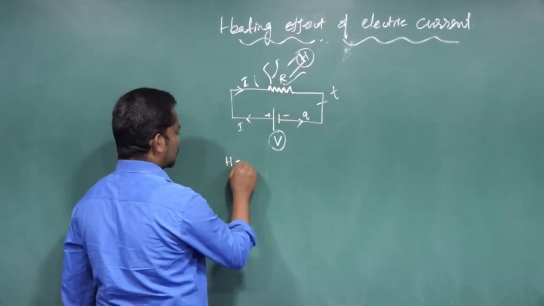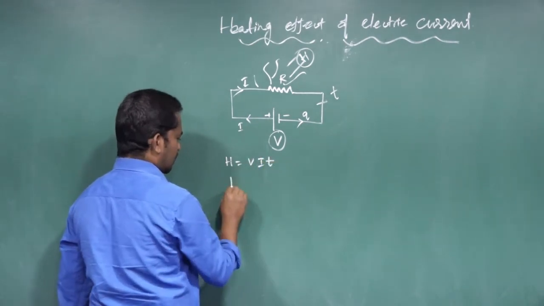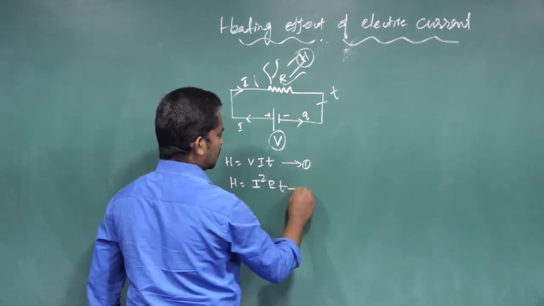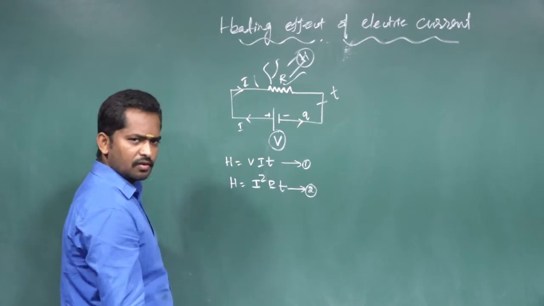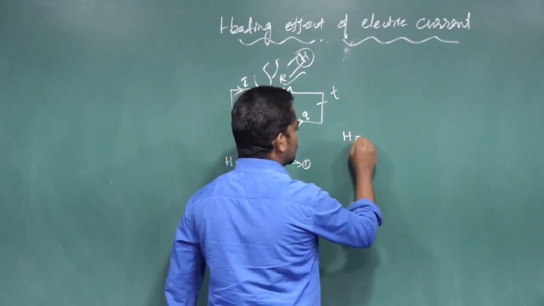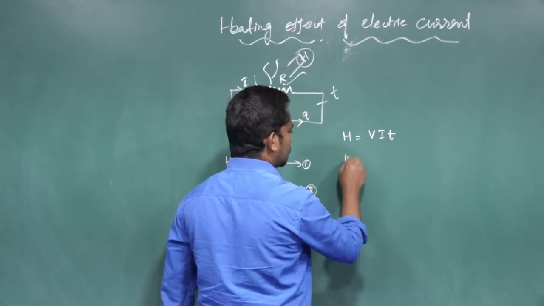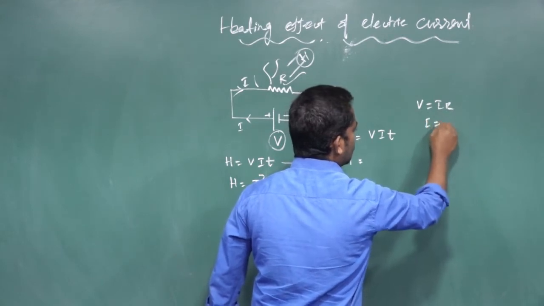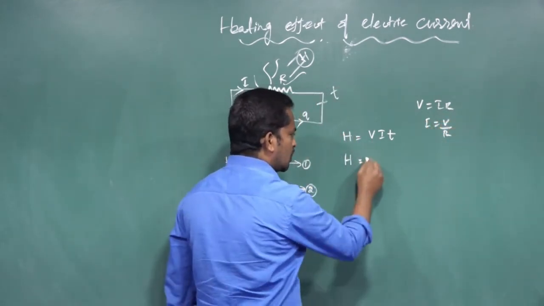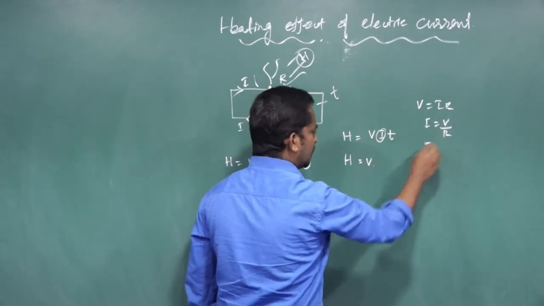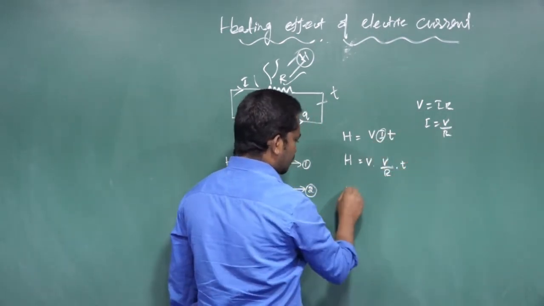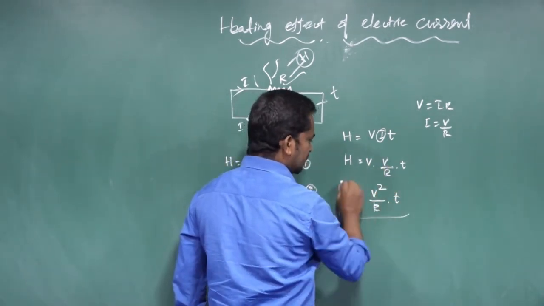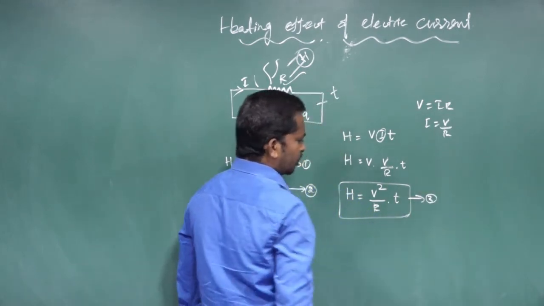So heat energy H is equal to VIT. H is equal to I square RT. This is equation number 1, this is equation number 2. Another one: heat energy H is equal to VIT. According to Ohm's law, you know well, V is equal to IR, I is equal to V by R. So V into I is equal to V into V divided by R, into T. So heat energy H is equal to V square divided by R into T. This is another form of the heating effect of electric current.